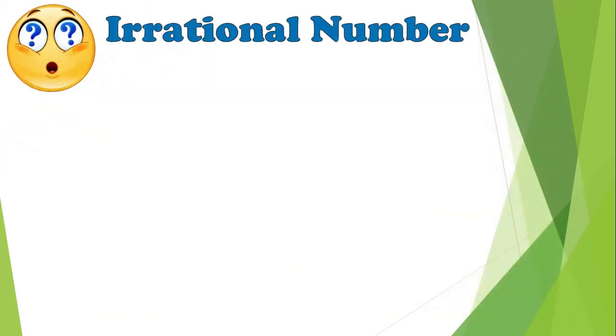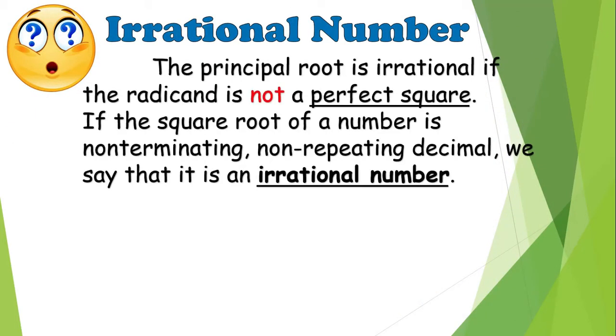So what is an irrational number? The principal root is irrational if the radicand is not a perfect square. So kung yung sagot nyo kanina doon sa 1 to 100 na perfect squares ay hindi iyon, possible ang magiging sagot natin ay irrational. If the square root of a number is a non-terminating, non-repeating decimal, we say that it is an irrational number.